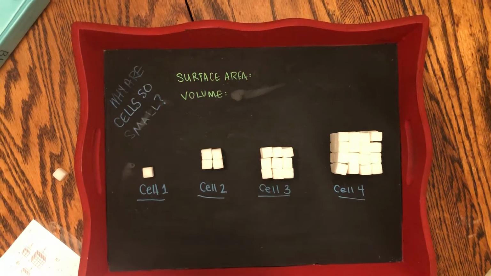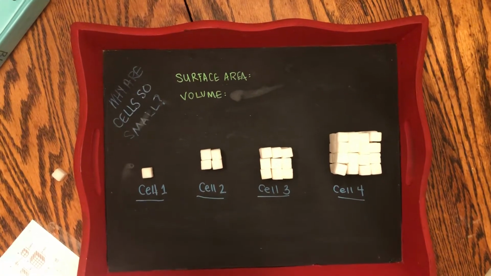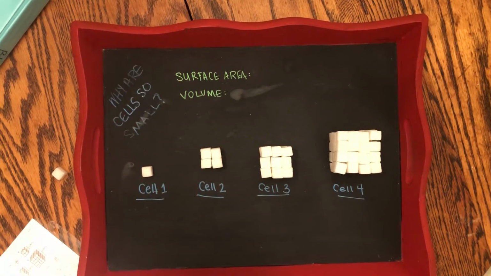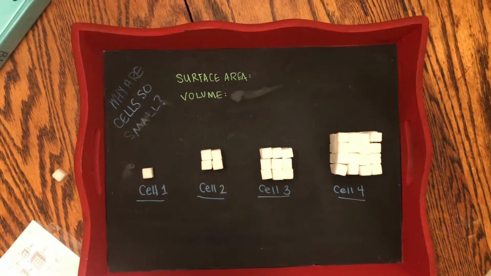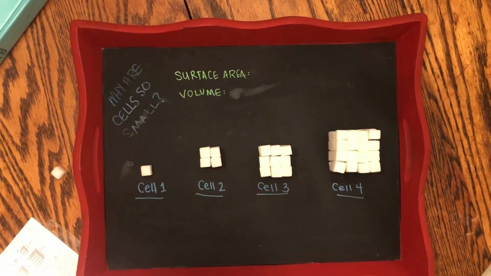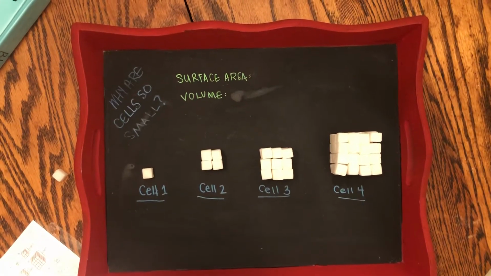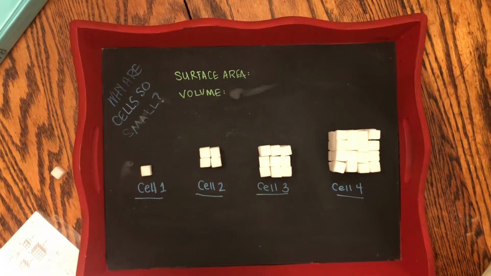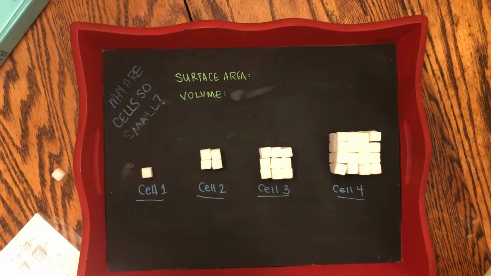All right, today we are going to discover why cells are so small. And we're going to do that by figuring out a surface area to volume ratio for cells. Basically, cells want a larger surface area to volume ratio because it allows them to move materials out of the cell easier.